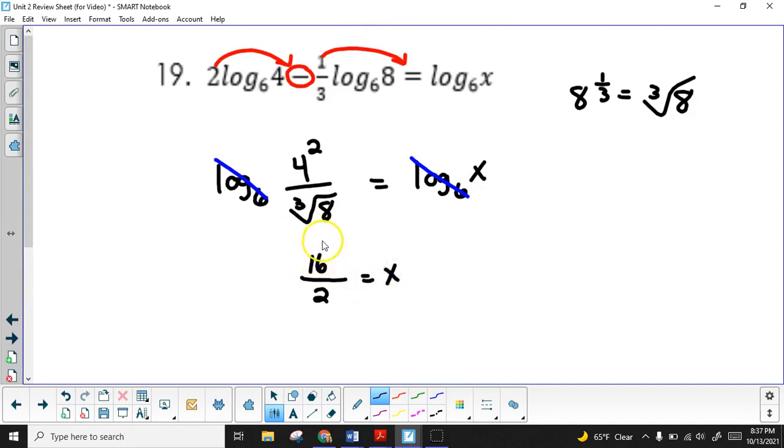Now simplify that. You can tell I got a little bit ahead of myself in my last statement there. 16 divided by 2 is 8, and so our solution to this equation would be x equals 8. Now I forgot to say it last time, but check to make sure that if you're plugging this in, you would be taking logs of positive numbers, not negative numbers. This one does work, so our answer is x equals 8.